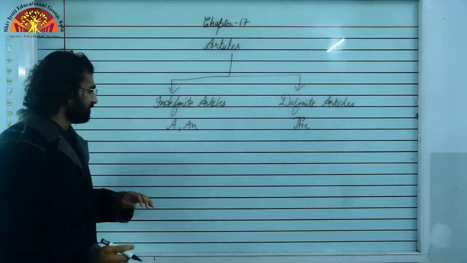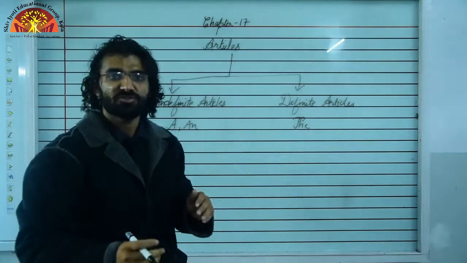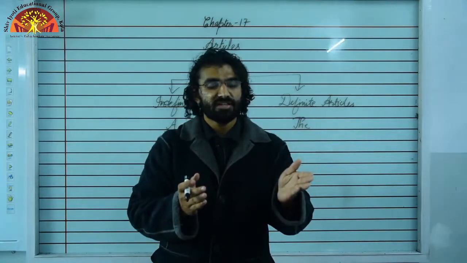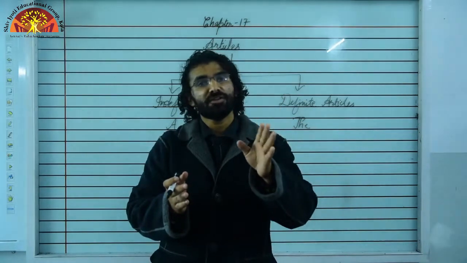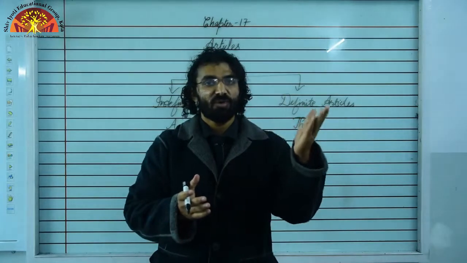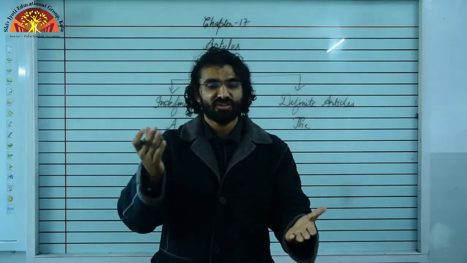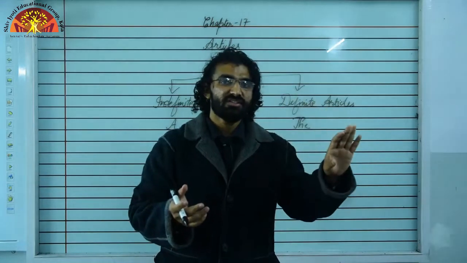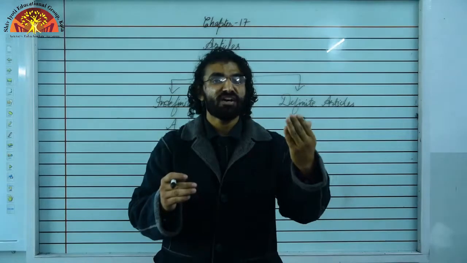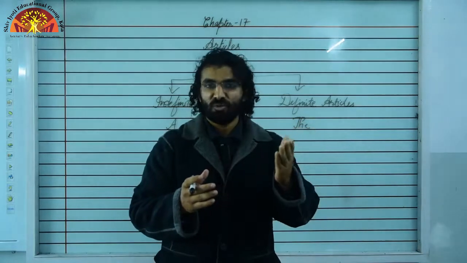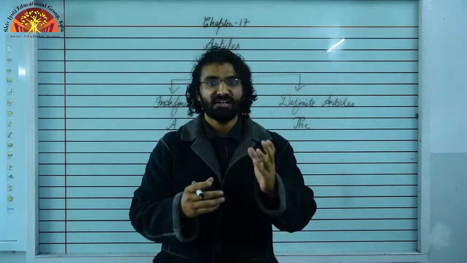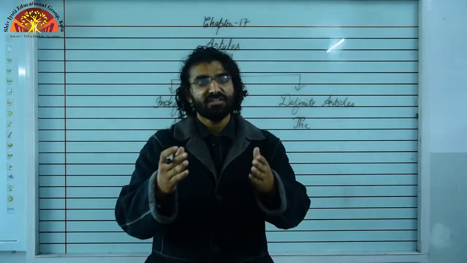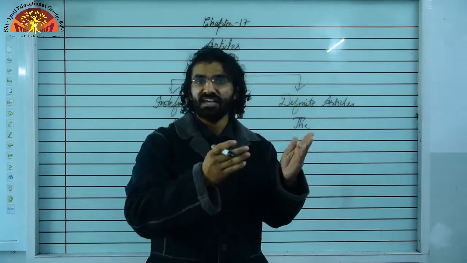Now we will talk about where to use a and where to use an. We use a before the words that begin with consonant sound. A ball, a cat, a dog, a hat. While we use an before the words that start with vowel sound. An ink pot, an orange, an elephant. The words that start with A, E, I, O, U with vowel sound, before them we use the article an. Okay?